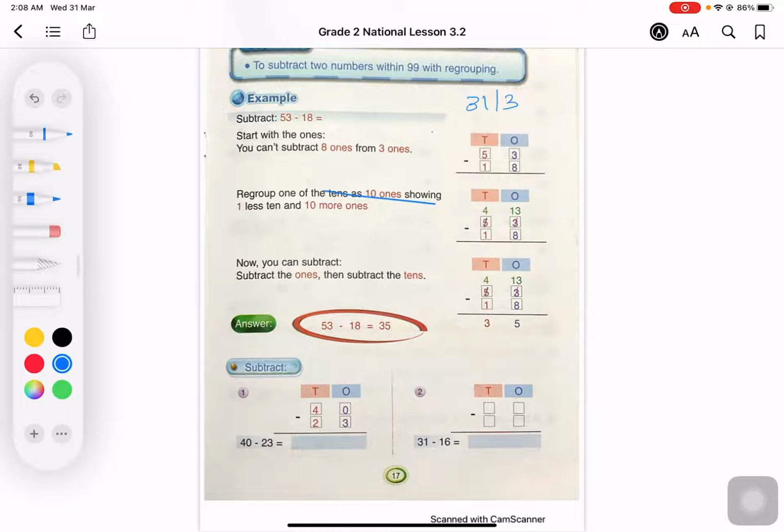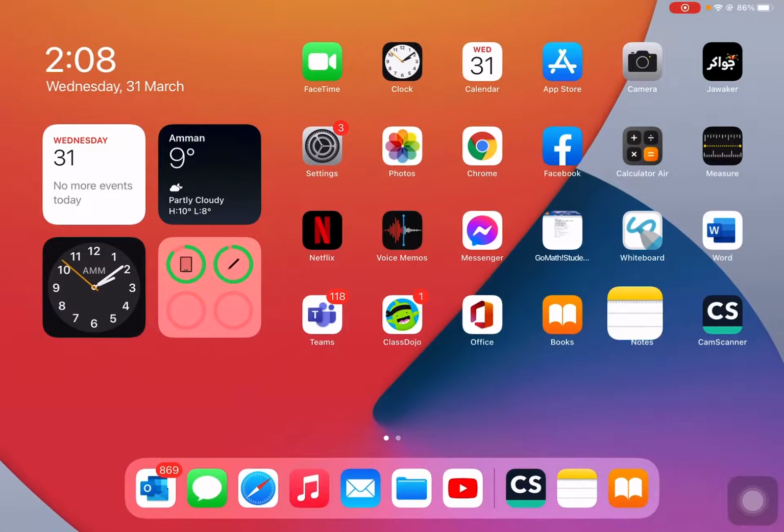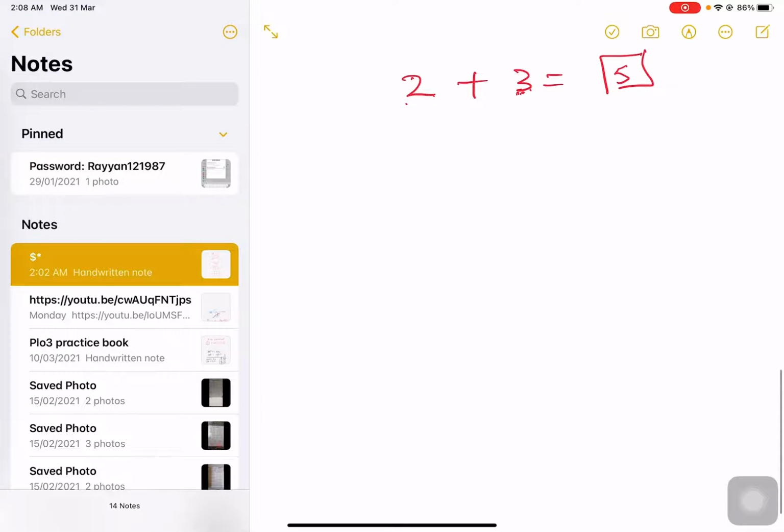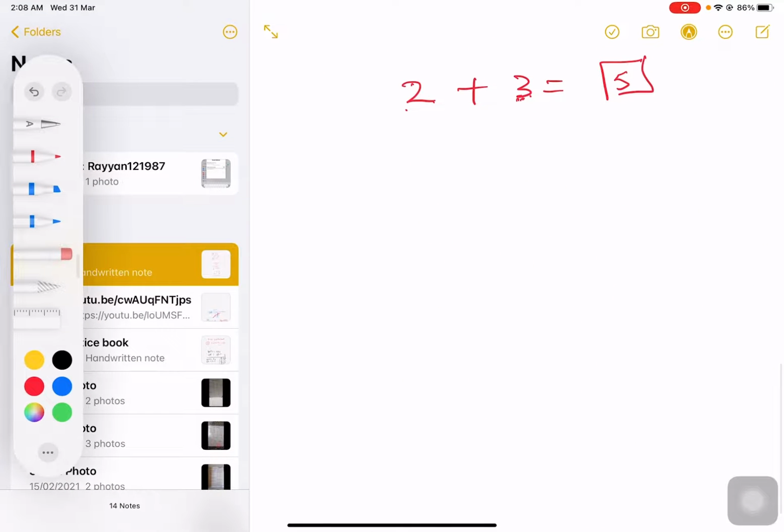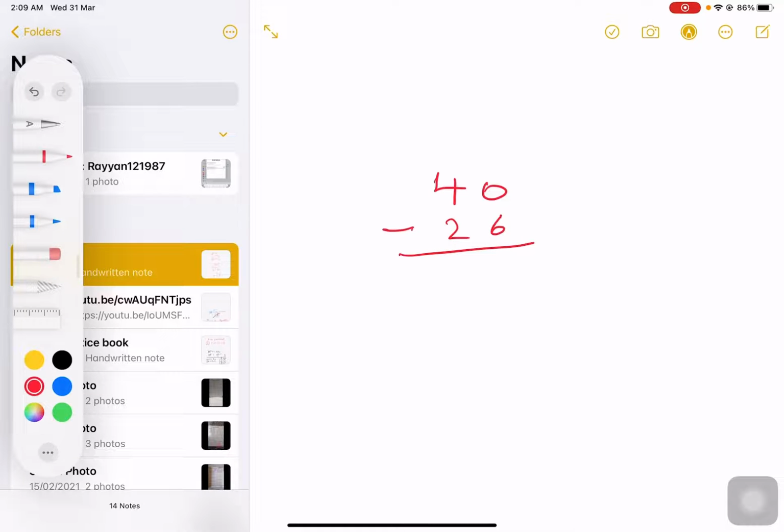You are going to solve in it. Okay, now in this lesson today, for example, they can write for us a question 40 minus 26. You will start with the ones. This is the ones, this is the tens. So you will start with the ones and you will say 0 minus 6.